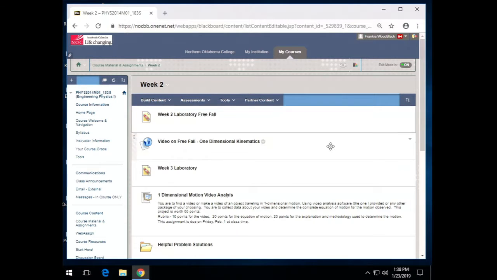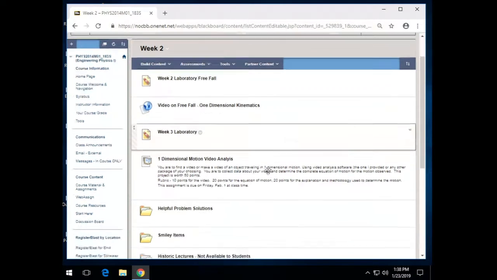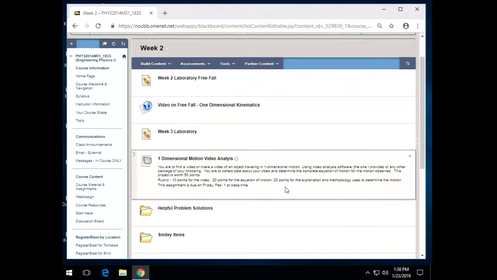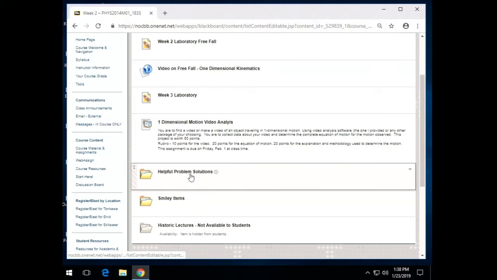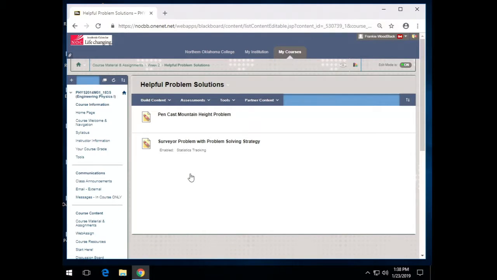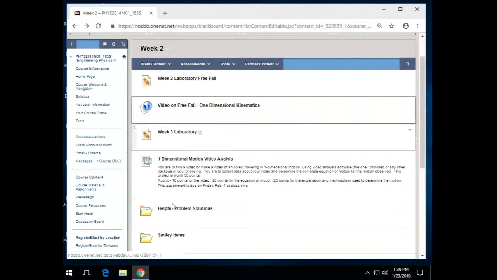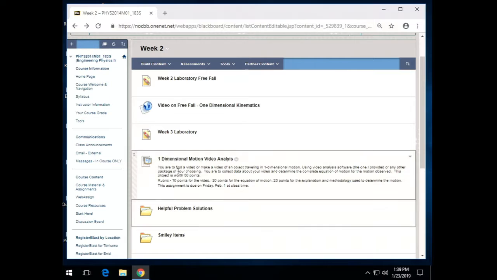So under week 2, we've got one-dimensional. I've got a video on free fall one-dimensional kinematics. There are some helpful problem solutions. One is a pin cast of the mountain problem that we did last week, where we looked at the angles, so that's there. There is also a surveyor problem, and that's another one that may be helpful for you. So I have uploaded those, and then we'll do the smiley problems and that one.